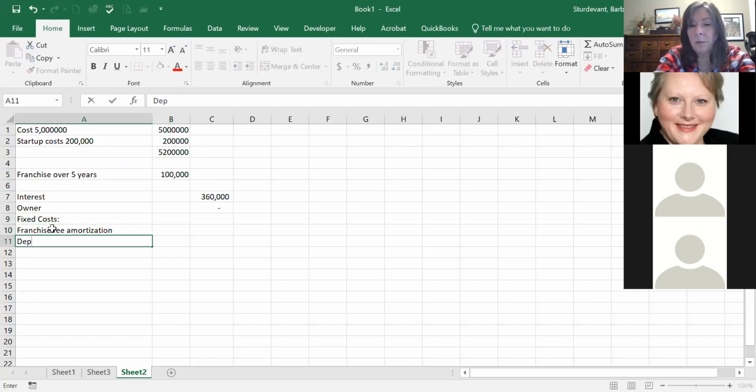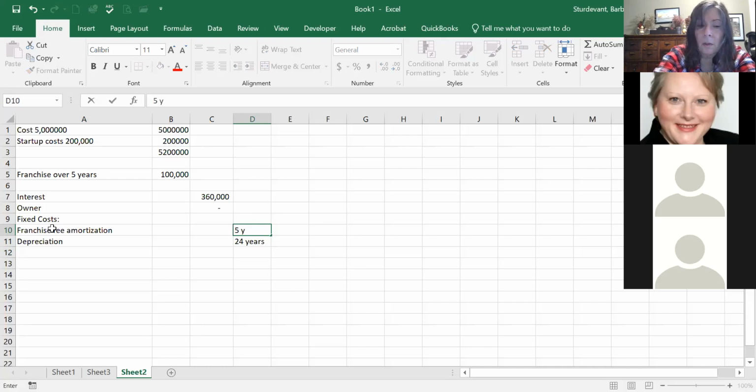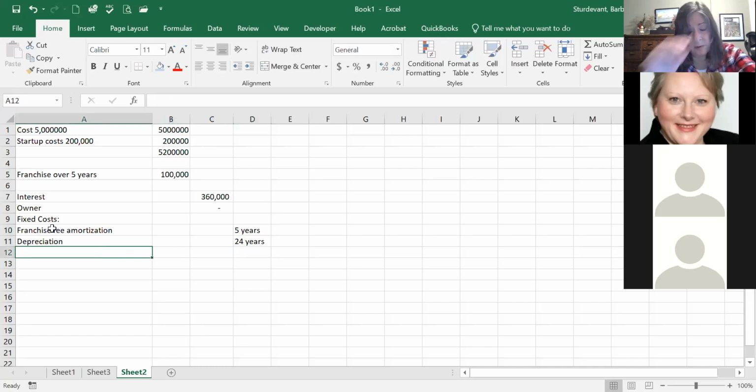We got to do depreciation. And they tell us that that is over 24 years. And the franchise fee is over 5 years. Again, you can see I'm setting this up totally different. There's no right way to set this up. Lots of times it depends on how they give the information.